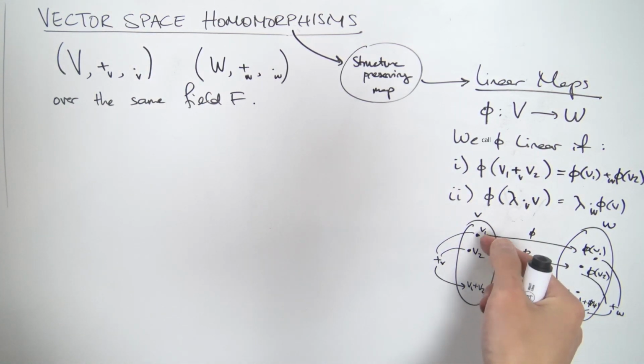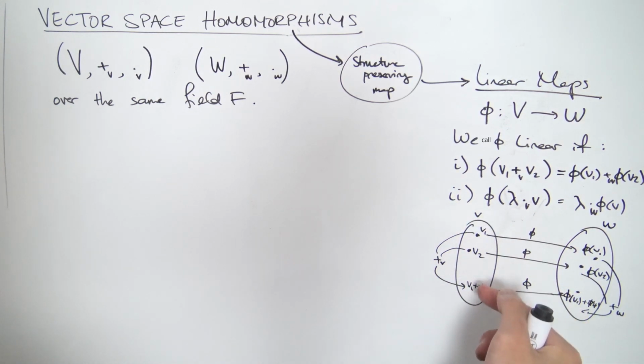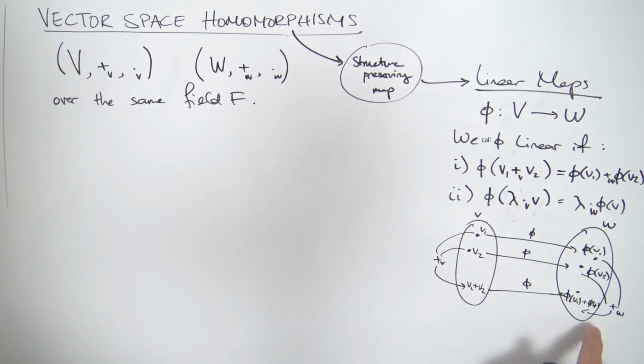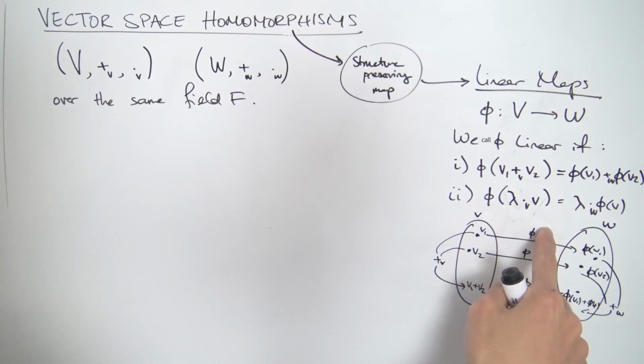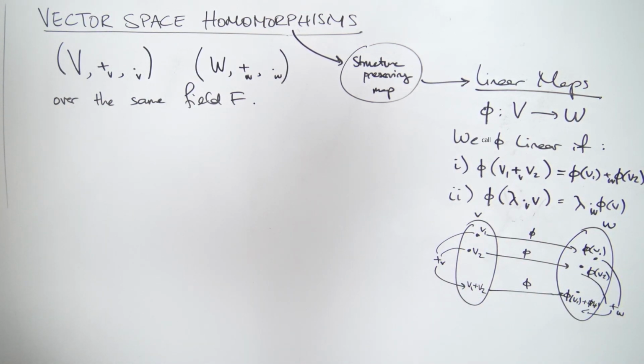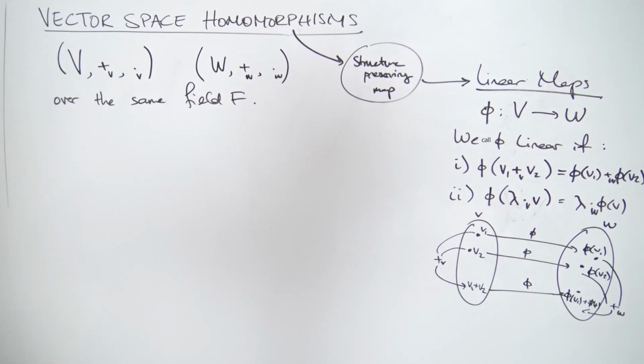And this is nice because notice it doesn't matter if you add these two elements in V and then send them over to W, or if you send them over first and then add in W, it doesn't matter because you still get the same result. So in fact, this map phi over here preserves that addition structure, and you can draw up a similar diagram for scalar multiplication as well. Okay, so those are linear maps.